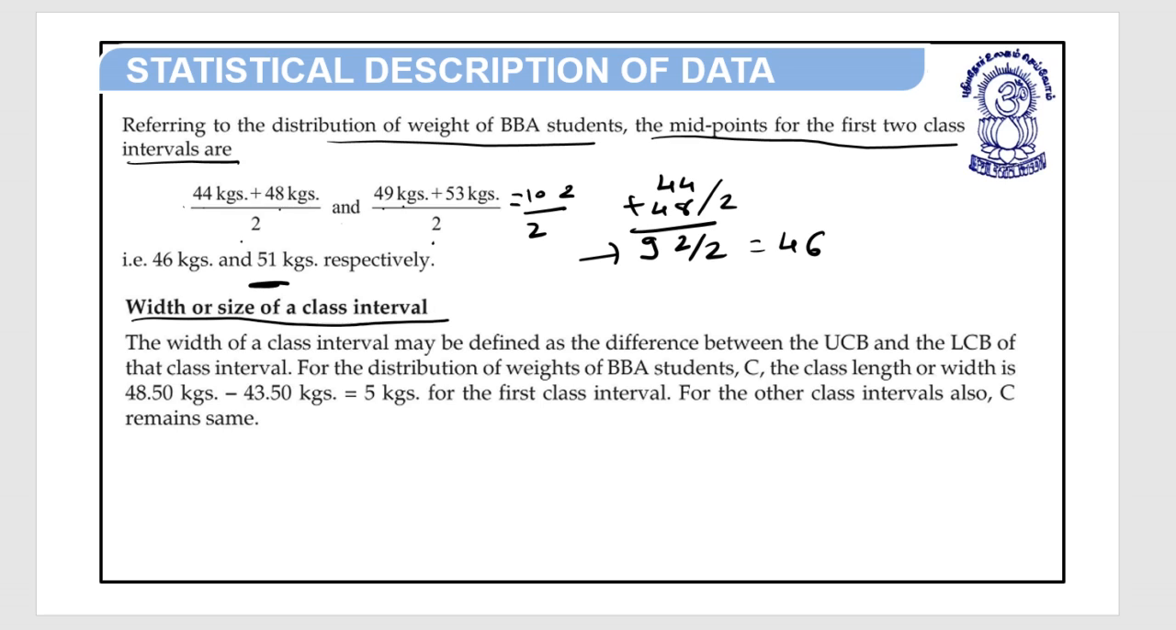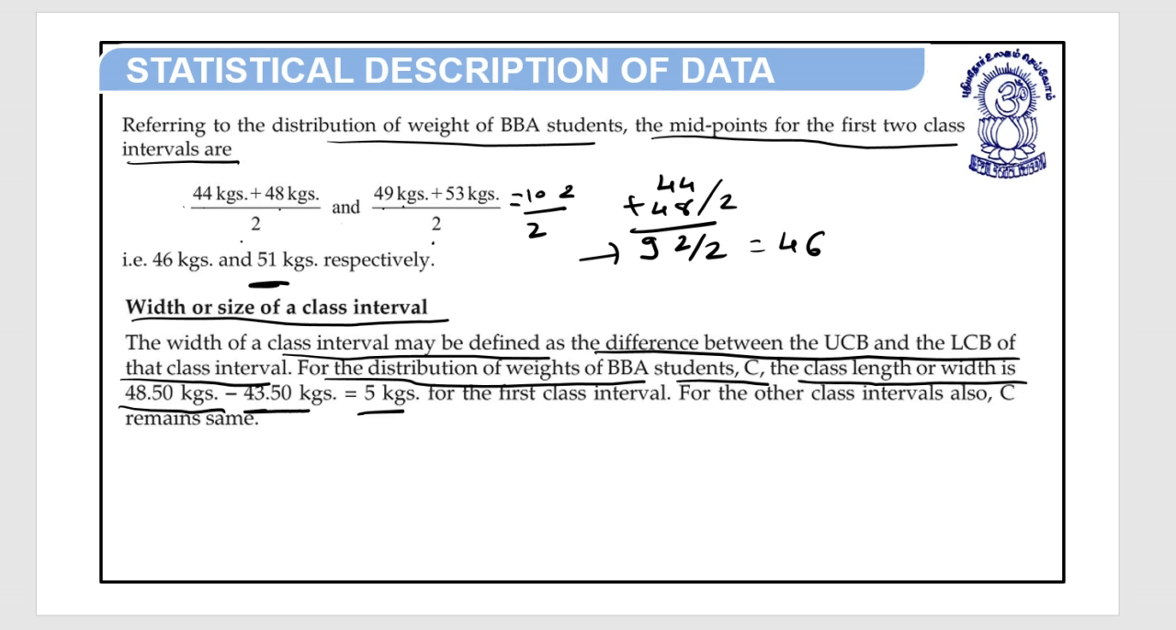Width or size of a class interval. The width of a class interval may be defined as the difference between the UCB and the LCB of that class interval. For the distribution of weight of BBA students, the class length or width is 48.50 kg minus 43.50 kg, which is equal to 5 kg. For the other class intervals also, the width remains the same, 5.